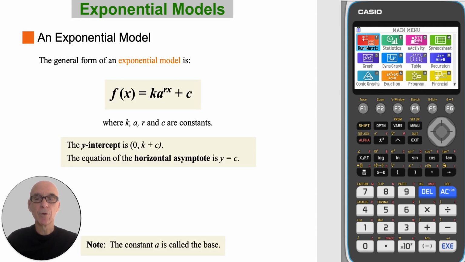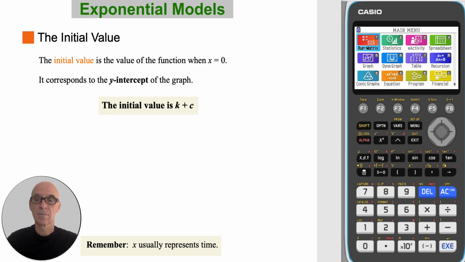The general form of an exponential model is f of x is equal to k times a to the power of rx plus c, where k, a, r, and c are constants. The y-intercept is the point (0, k plus c), and the equation of the horizontal asymptote is y equals c. Remember that the constant a is called the base.